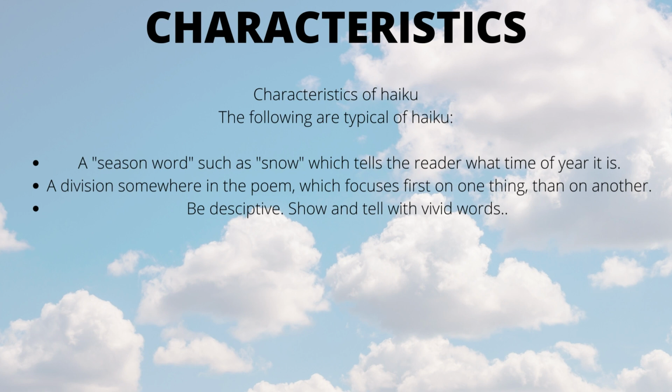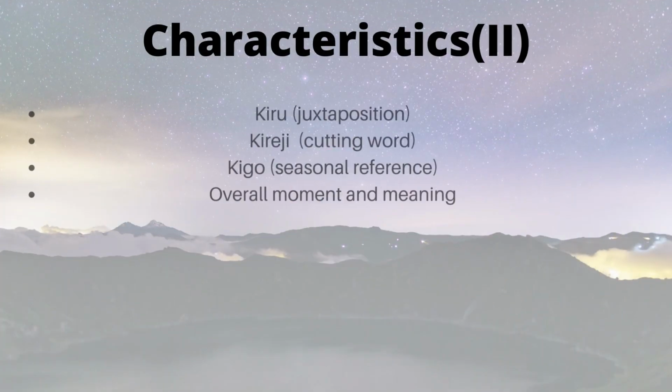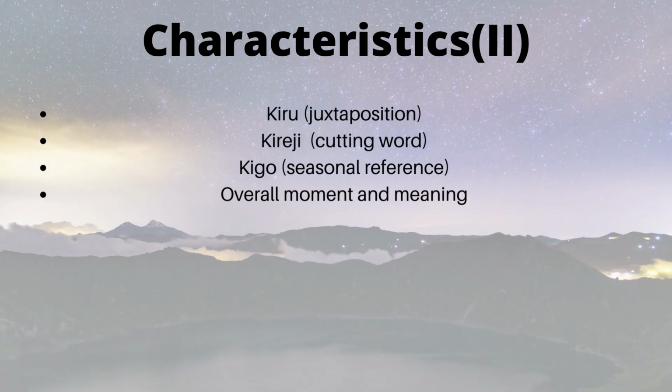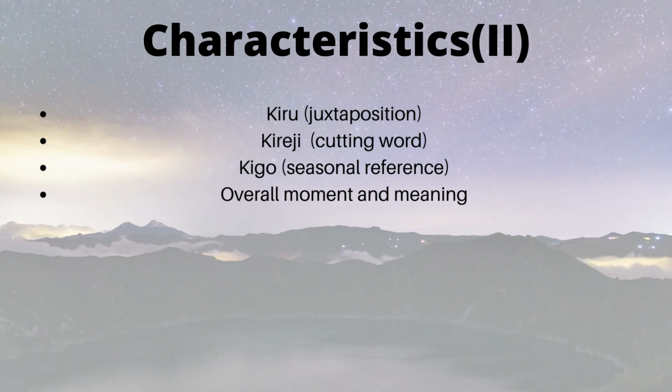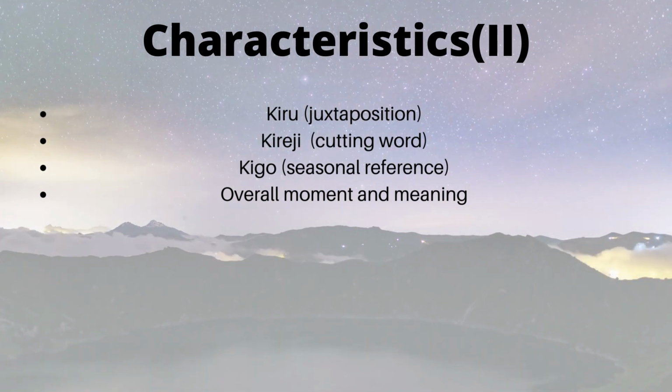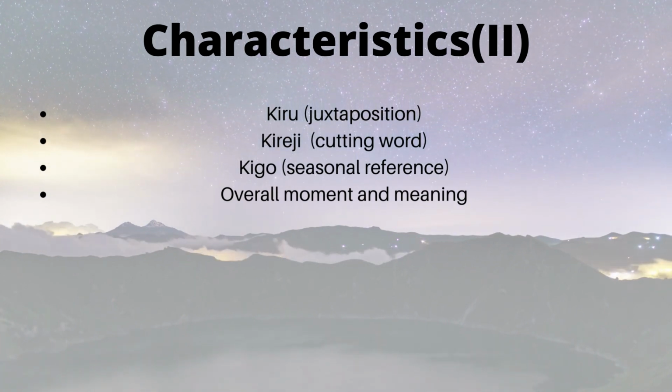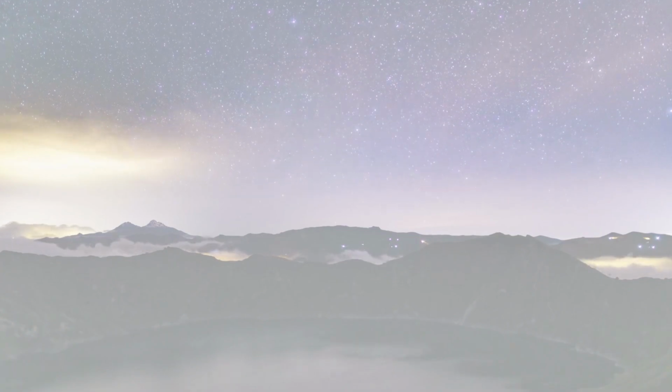Also, instead of saying how a scene makes a reader feel, the poet should show the details that cause that emotion. If a sight of an empty winter sky made the poet feel lonely, describing that sky can give the same feeling to the reader. Within a haiku, you should include the following characteristics: kireji, which means cutting word; kigo, a seasonal reference, and you need to create an overall moment and meaning to the haiku.